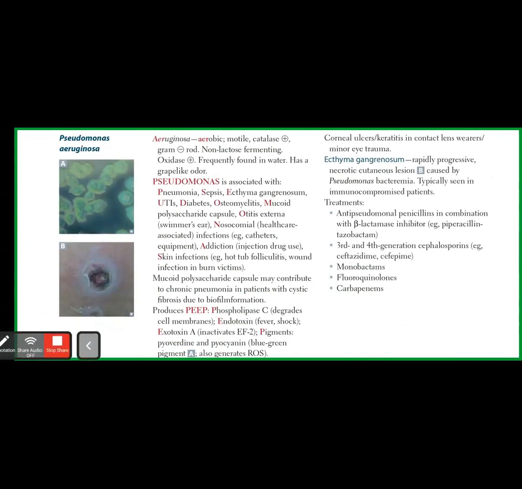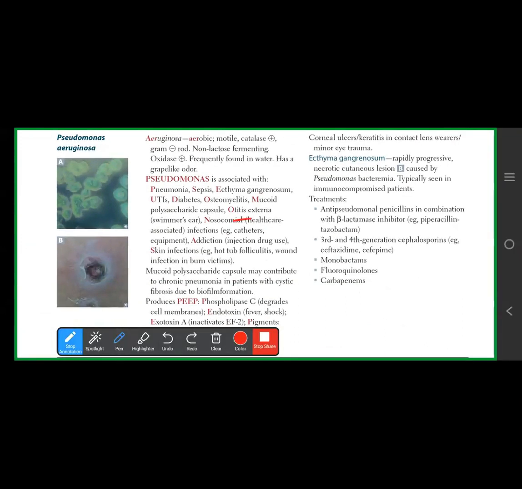I want you guys to remember this. The difference is Pseudomonas in otitis externa; they've given swimmers here, so that is a very important clue. Otitis externa is often associated with swimming, and it presents with pain, pruritus and discharge. When you manipulate the pinna, like just pull the pinna itself, they will have so much pain. This otitis externa can also lead to osteomyelitis.